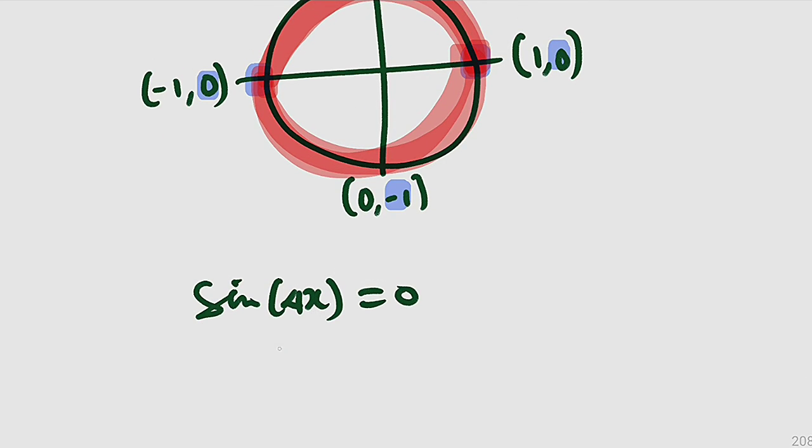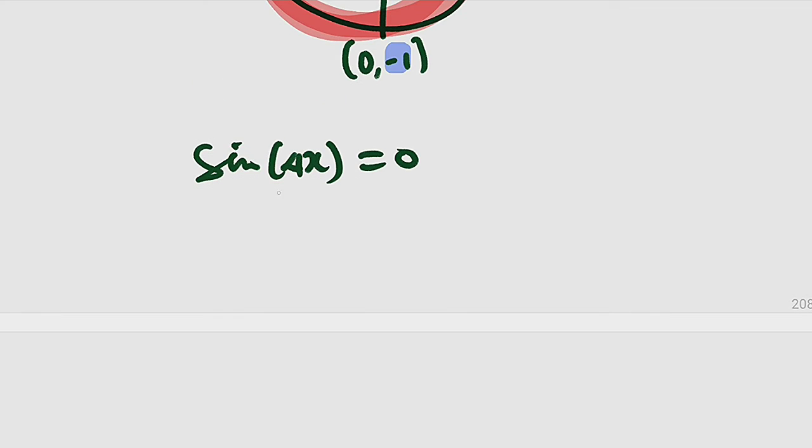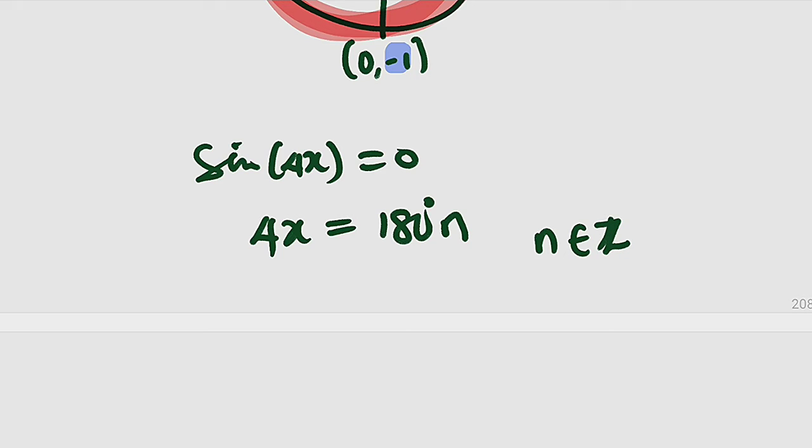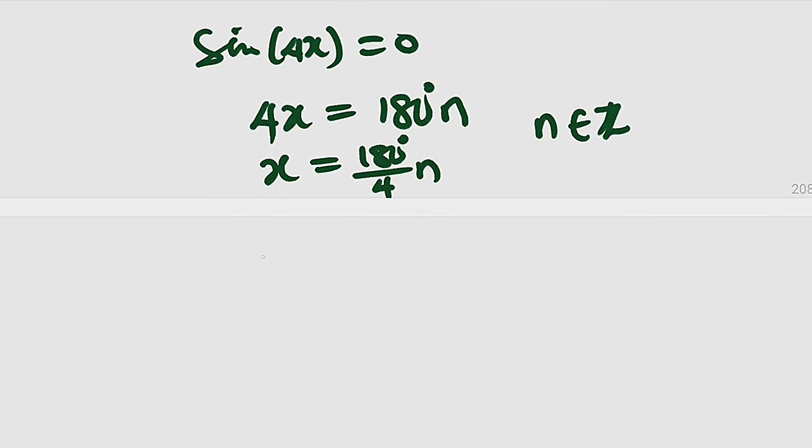So we have sine of 4x equal to 0. It implies that according to our unit circle, 4x is equal to 180 degrees times n, for which n is an integer. So to find x, we can divide both sides by 4, and hence x is equal to 180 divided by 4 times n. And 180 divided by 4 is equal to 45, and hence x is equal to 45 degrees times n.